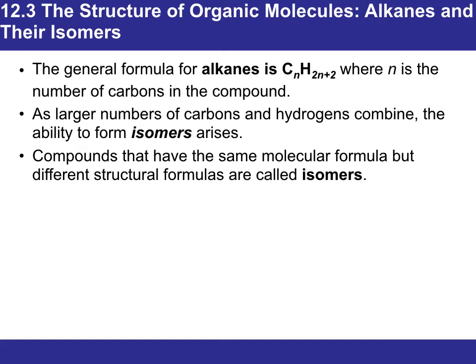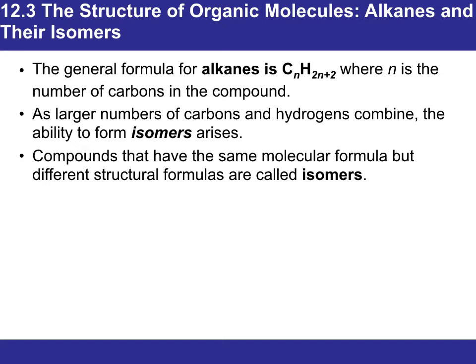So if you have 2 for N, that will be C2. Then 2 times 2 is 4 hydrogen plus 2, that's 6 hydrogen. This is why we call them saturated. They have all hydrogen attached to each other. Then we're going to look at them where they have different shape, and we call those isomers.